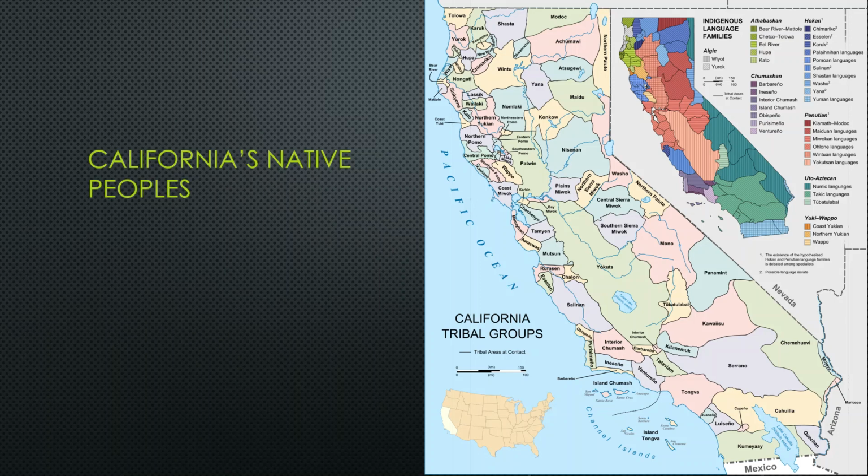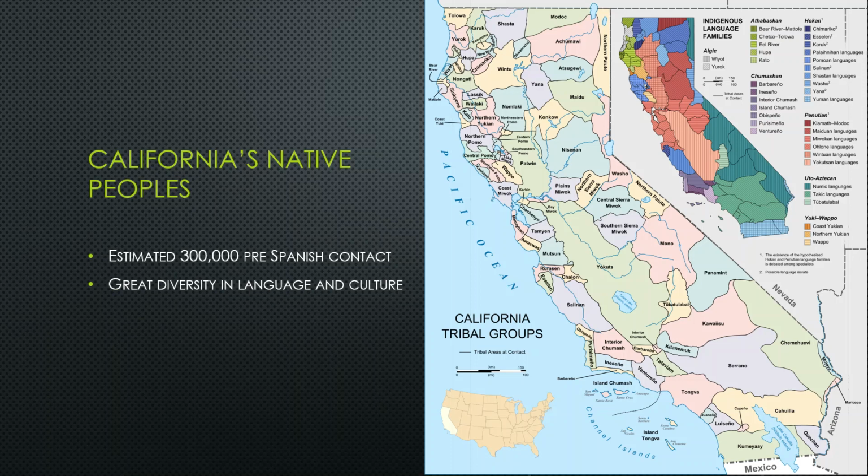So what did California's native peoples look like before European contact? There was an estimated 300,000 people living in the region, and as we're going to see as we move forward, those populations got severely decimated, not just from war, but also heavily from disease, which also played out on the east coast of the United States, where as many as 9 out of 10 Native Americans died from disease. There was a great diversity of language and culture in the region.